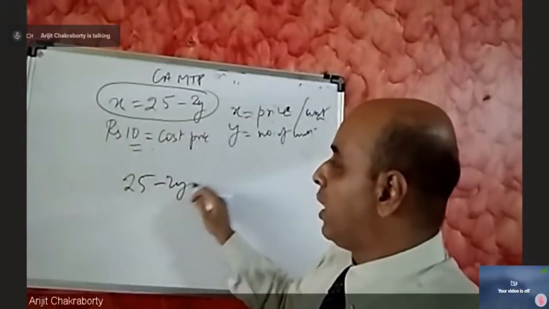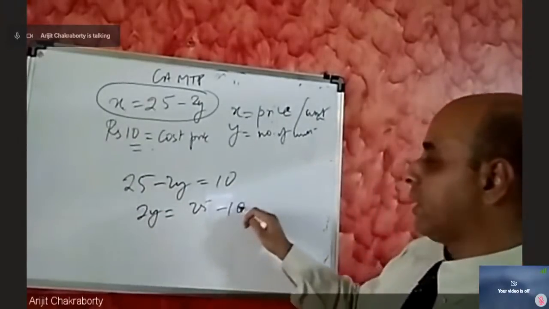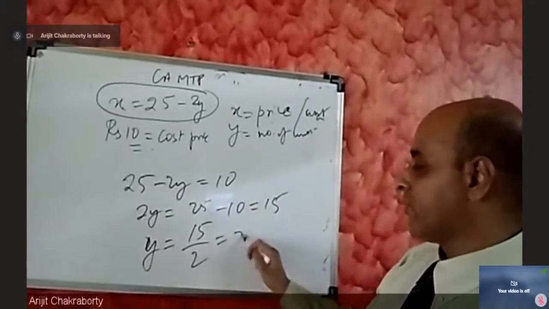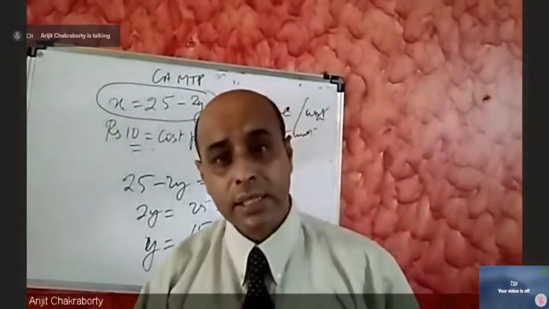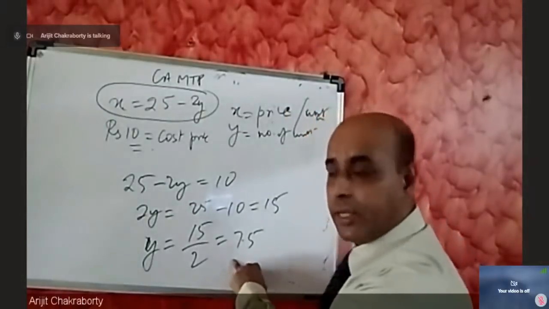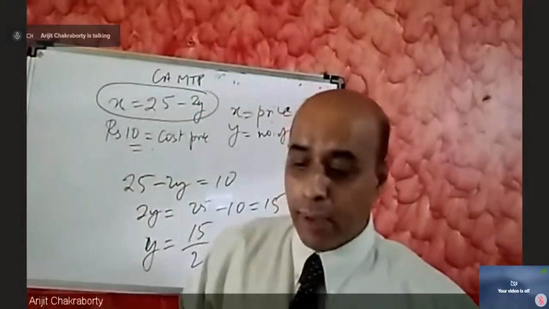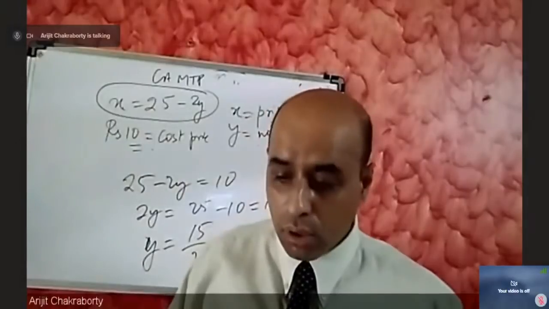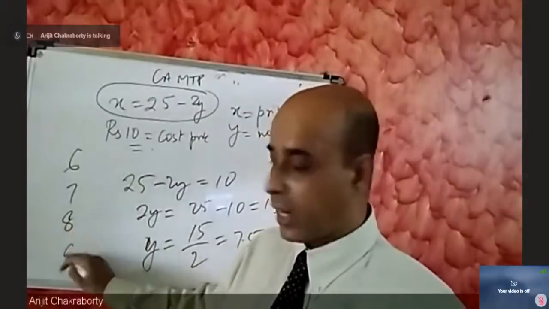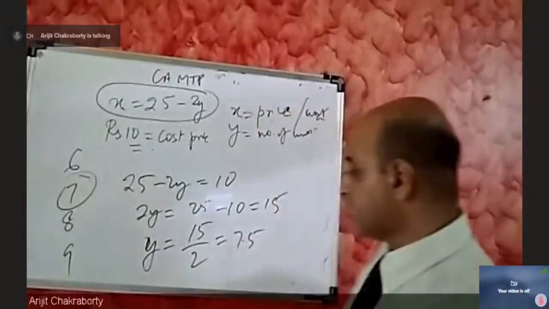So 25 minus 2y is equal to 10, which means 2y equals 25 minus 10, that is 15. So y is equal to 15 by 2, that is 7.5. That means if you sell 7.5 units, it is a no profit, no loss situation. So the maximum quantity that can be sold to avoid a loss, the options are given 6, 7, 8 and 9. Right, so the maximum unit you can sell is 7 because the answer is 7.5.